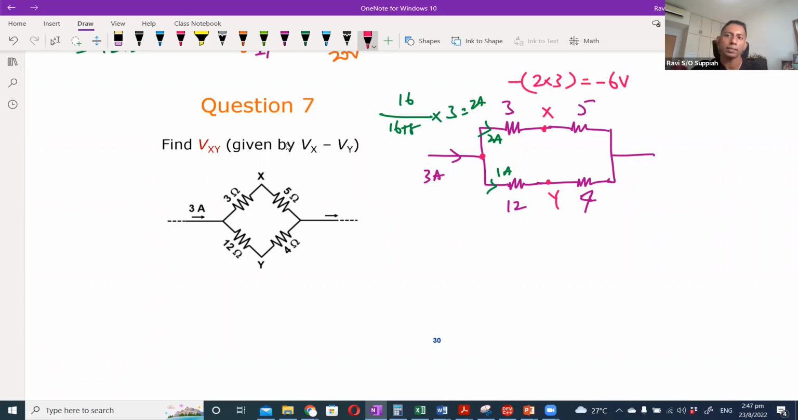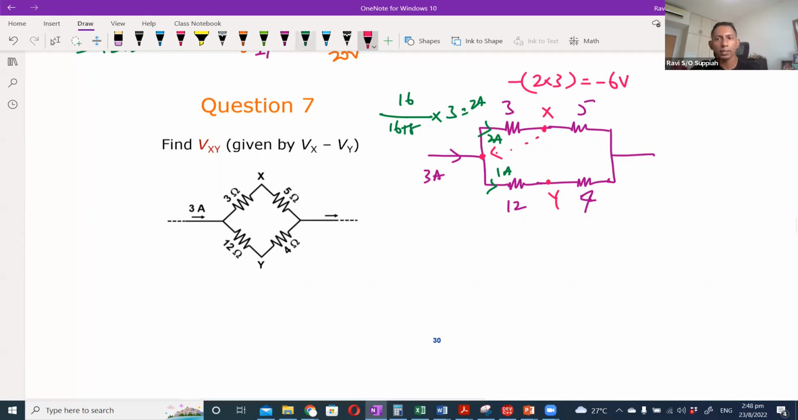Okay, so this minus 6, why did I put minus 6? Because this is a 6 volt drop from the reference to this point over here. Whatever the voltage is, I do not know, but I know that since 2 ampere is flowing through the 3 ohm resistor, with reference to this point I will get a negative 6 volt drop at point X.